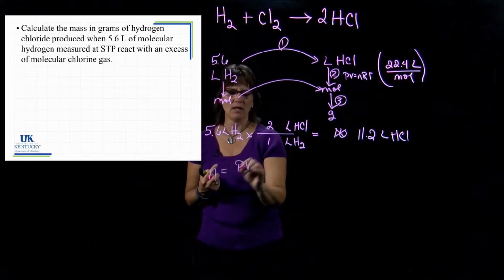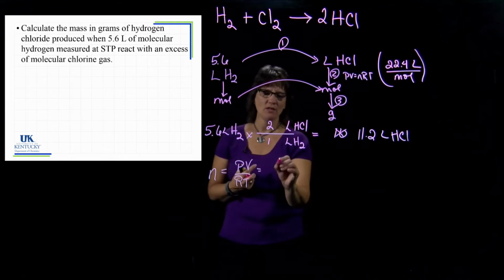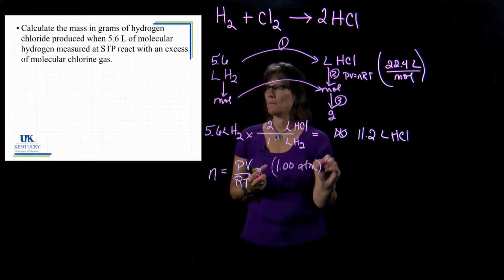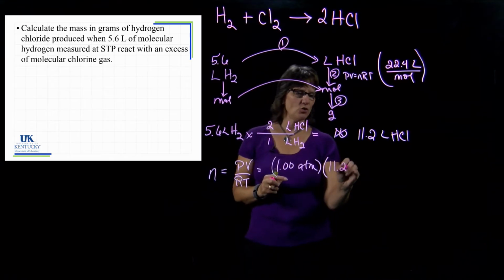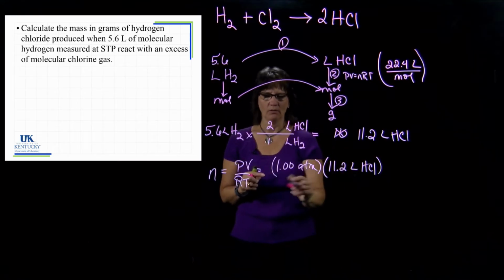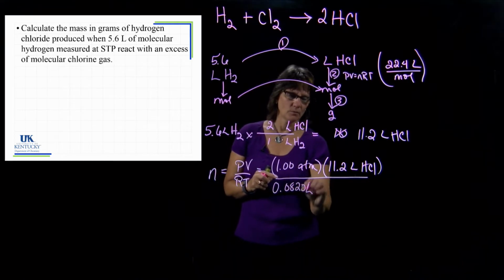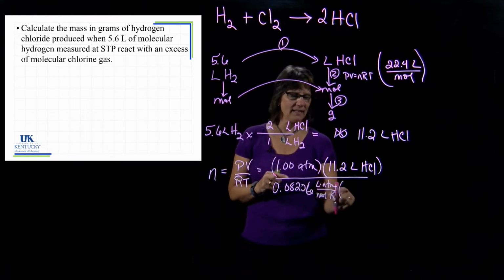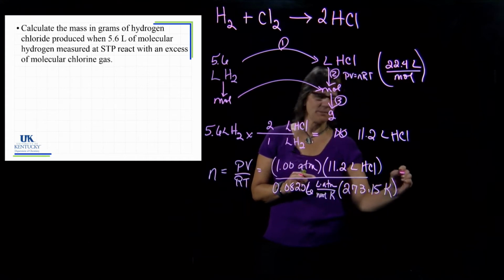N is PV over RT. The pressure, it tells me it's STP, so that's 1 atmosphere. The volume, it tells me it is, well, that's what we just calculated here. It's 11.2 liters of HCl, because we're going to moles of HCl. We need the volume of HCl. The R we know, 0.08206 liter atmosphere per mole Kelvin. Writing that K reminds me I need this in Kelvin, and that's 273.15 Kelvin, because that's what STP means.